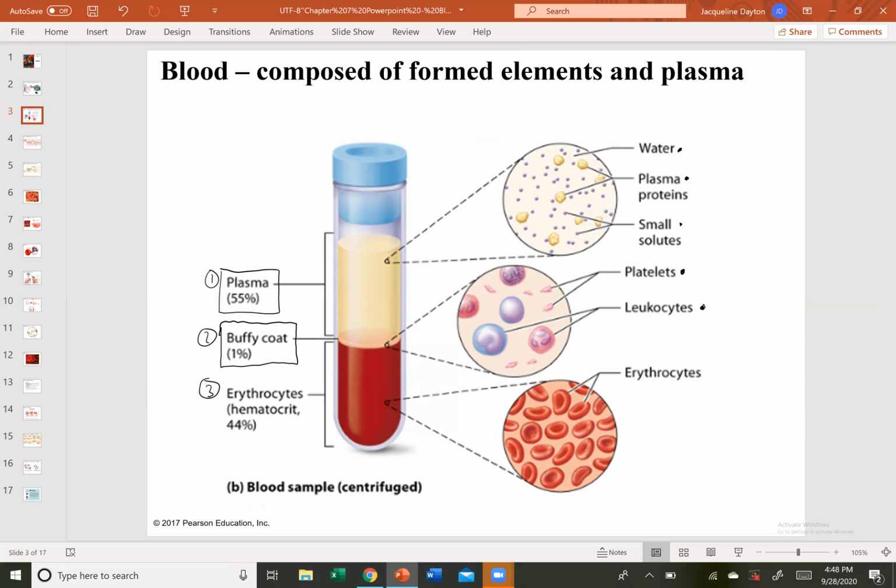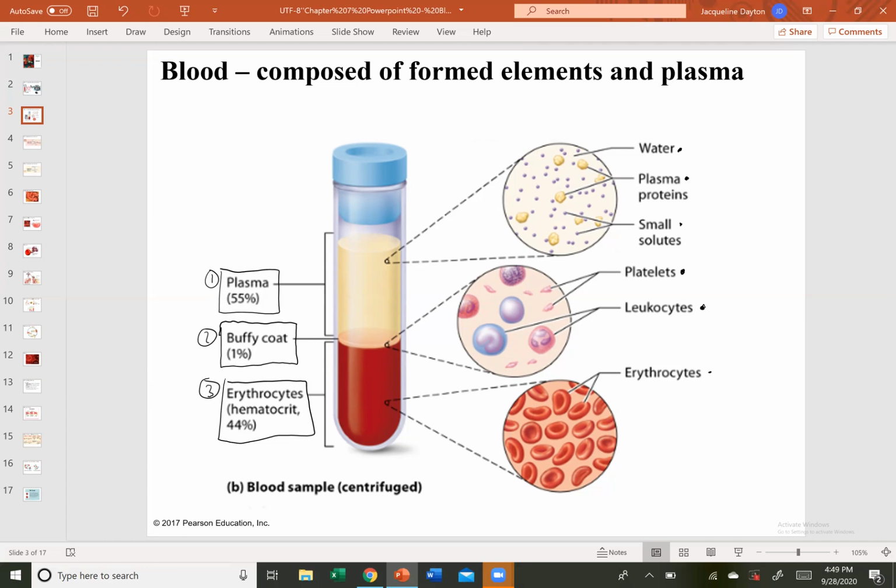And then the final cell type you're going to see, which is at the very bottom and accounts for 44% of whole blood volume, are erythrocytes. An erythrocyte is another name for a red blood cell. That's the cell type that we're really going to be focusing on in this chapter as we move through. We're going to be focusing on what the function of the red blood cell is. We're also going to be focusing on how platelets can aid and contribute to the process of blood clotting.